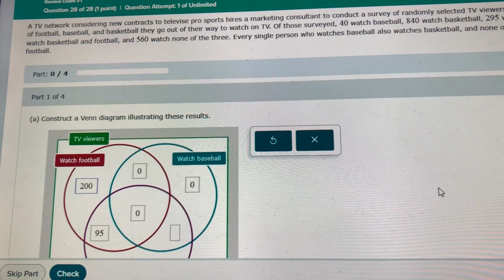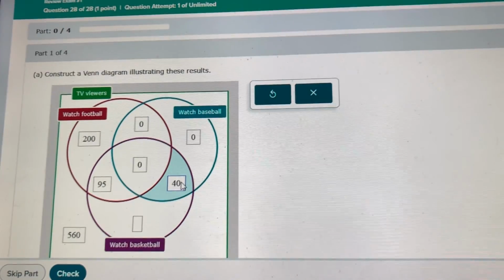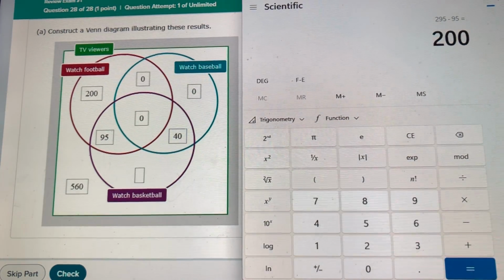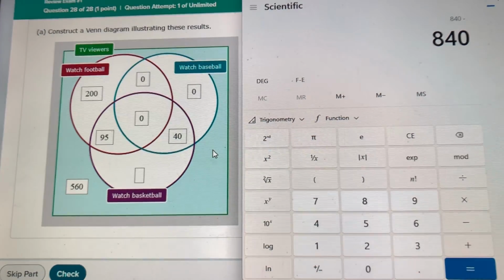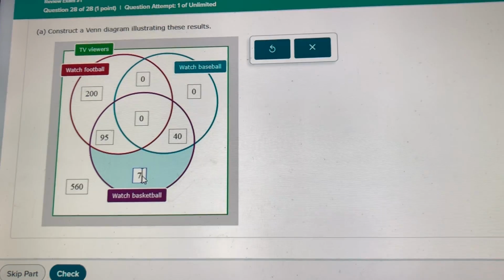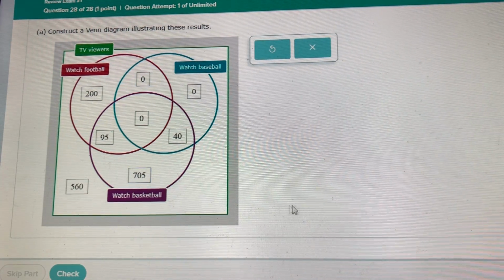Okay, there are 40 who watch baseball, but they're all right here. And now I can use this 840 that watch basketball and subtract the 95 and the 40 because there's nothing there. So this is 705. This was a hard one, actually, yeah. But it's because of all these zeros that you're able to finish this.